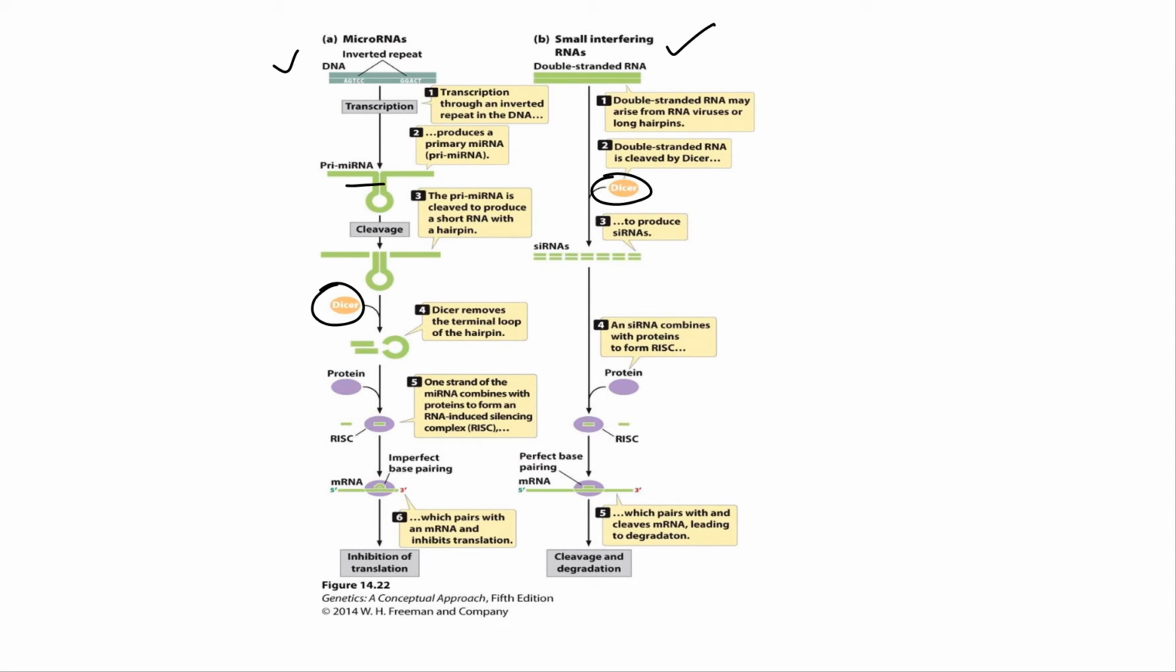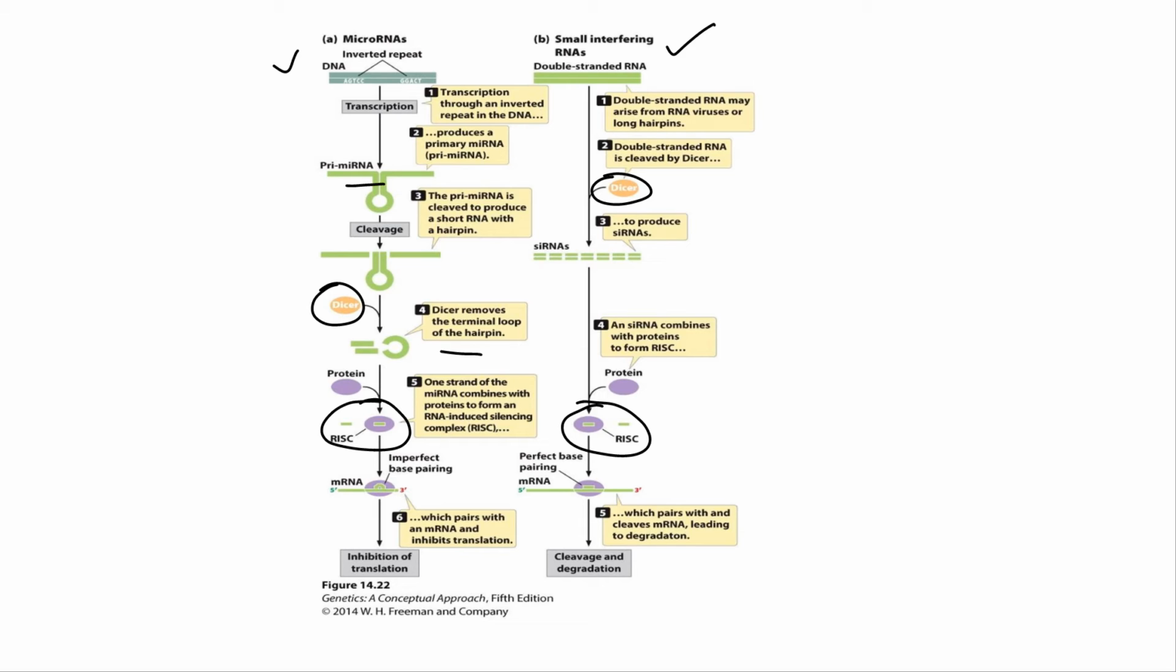Dicer removes the terminal loop in hairpins, and Dicer also cleaves the long double-stranded RNA. One of the strands of this cleaved double-stranded RNA is degraded, and the other is associated with a complex of proteins, the so-called RNA-induced silencing complex, or RISC. In both cases, for siRNA and microRNA, it's similar. Now, the RNA which is part of that complex pairs with the target sequence, and the associated proteins either cleave that target or trigger its degradation.